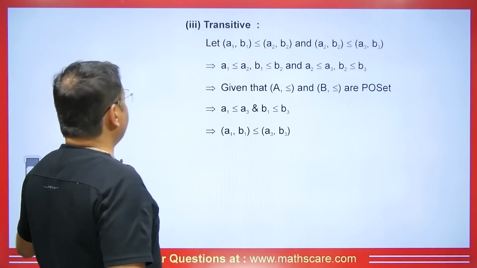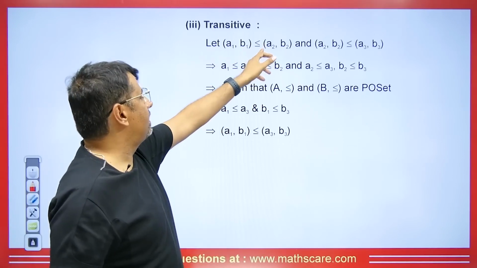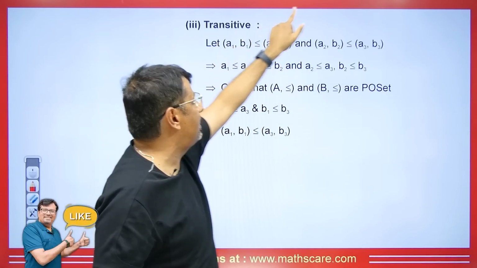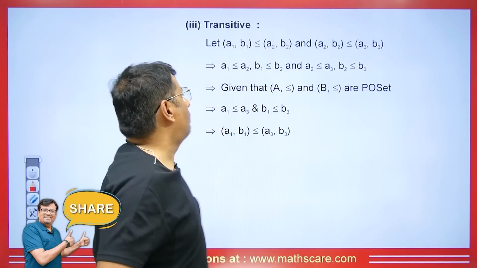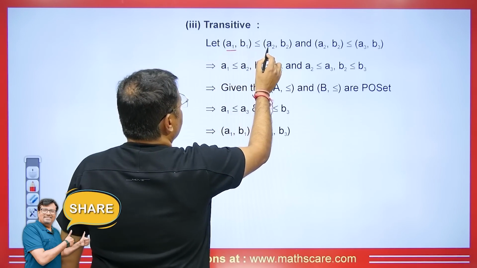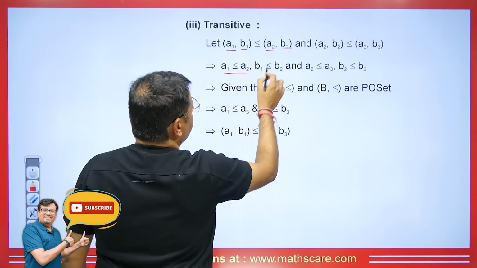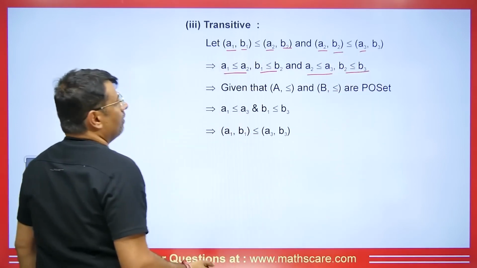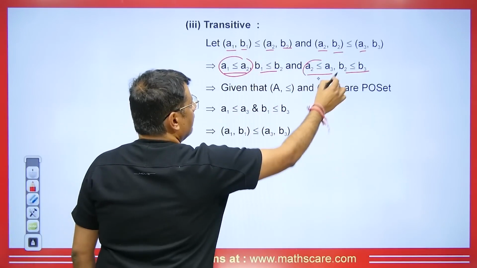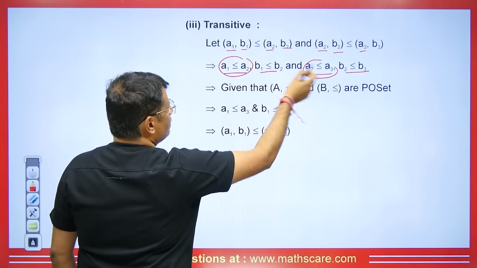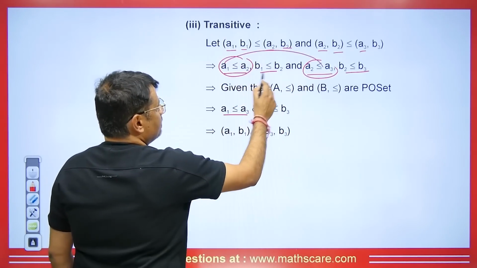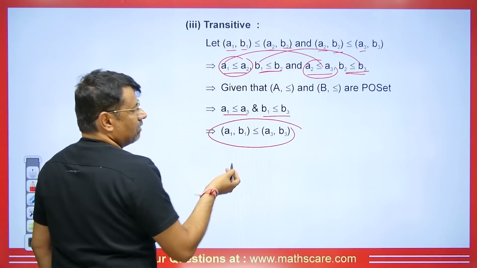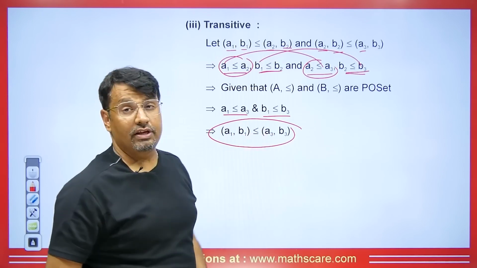Moving on to transitive, (A1, B1) is less than or equal to (A2, B2) and (A2, B2) is less than or equal to (A3, B3). So we will prove that (A1, B1) is less than or equal to (A3, B3). So if we see the relation, then A1 is less than or equal to A2 and B1 is less than or equal to B2. Similarly, here A2 is less than or equal to A3 and B2 is less than or equal to B3. We'll just take these together and say that if A1 is smaller than A2 and A2 is smaller than A3, then A1 will be smaller than A3. Similarly, if B1 is smaller than B2 and B2 is smaller than B3, then B1 will be smaller than B3, which means we will get this. That means (A1, B1) is less than or equal to (A3, B3).